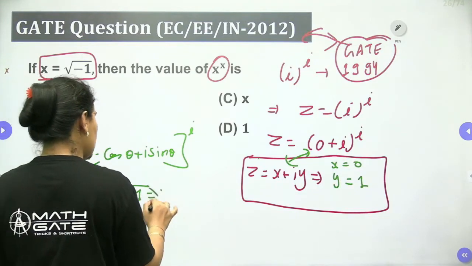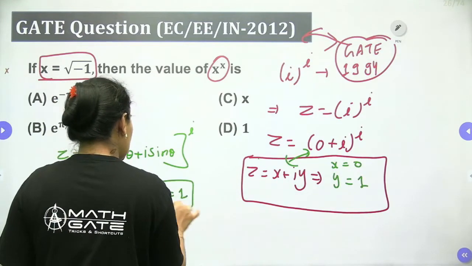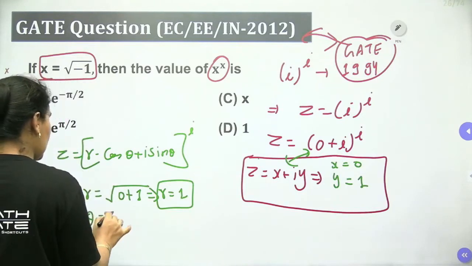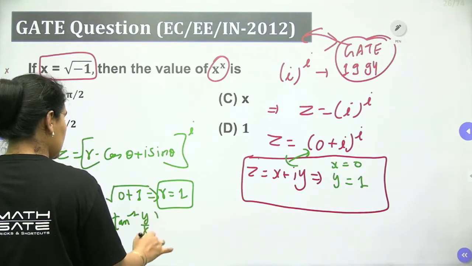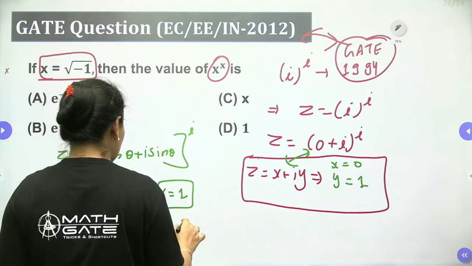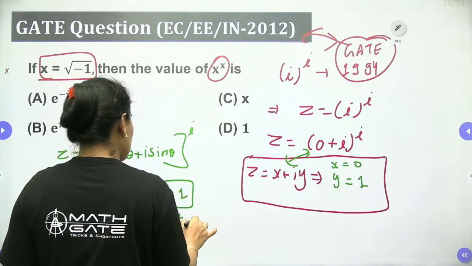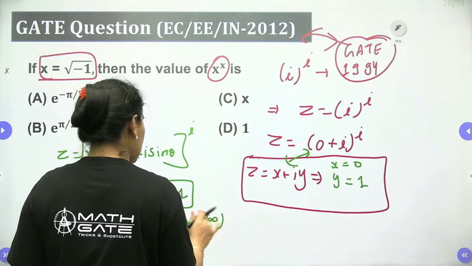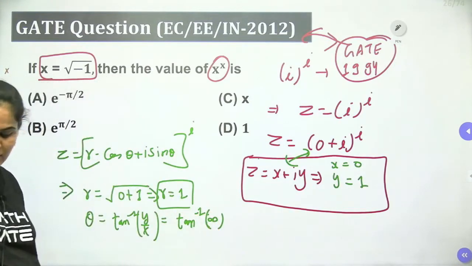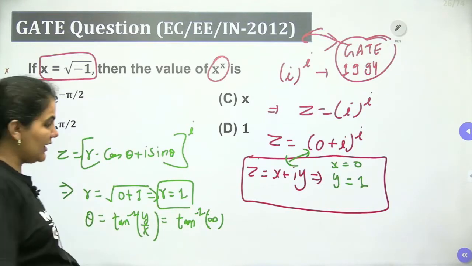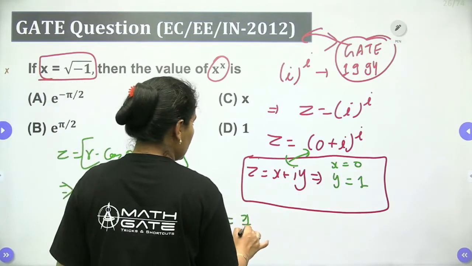So hence r is equal to 1 only, right? When we talk about the angle, theta, theta is equal to tan inverse y by x. So y is 1 by 0, which means infinity. So it will be tan inverse infinity, right? The value of tan inverse at infinity is equal to pi by 2 only. So we can write that the angle is pi by 2 and r is equal to 1.